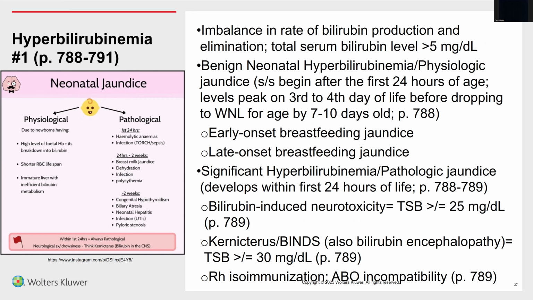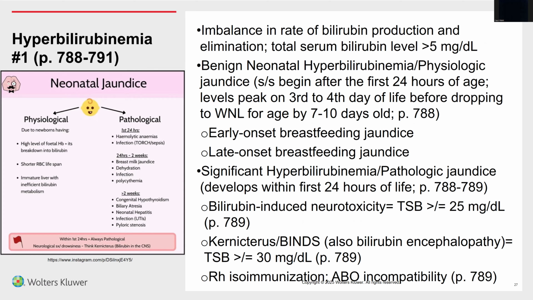Significant hyperbilirubinemia or pathologic jaundice develops early in life, so it develops within the first 24 hours of life. So it occurs because of a pathologic reason occurring within the baby's body. For instance, dehydration paired with excessive body bruising.